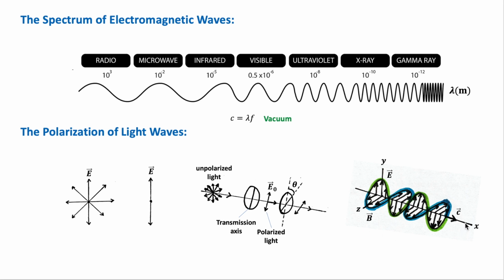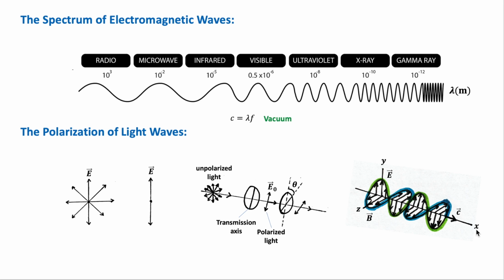So as you can see, this is a linearly polarized or plane polarized wave along the y direction, and the plane of polarization is the xy plane. So as you can see, E is vibrating in the y direction, and the wave is propagating in the x direction.